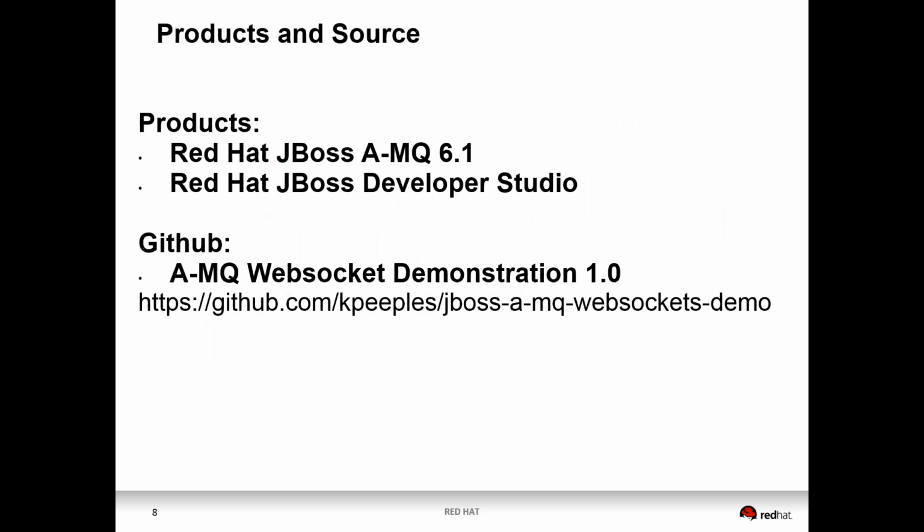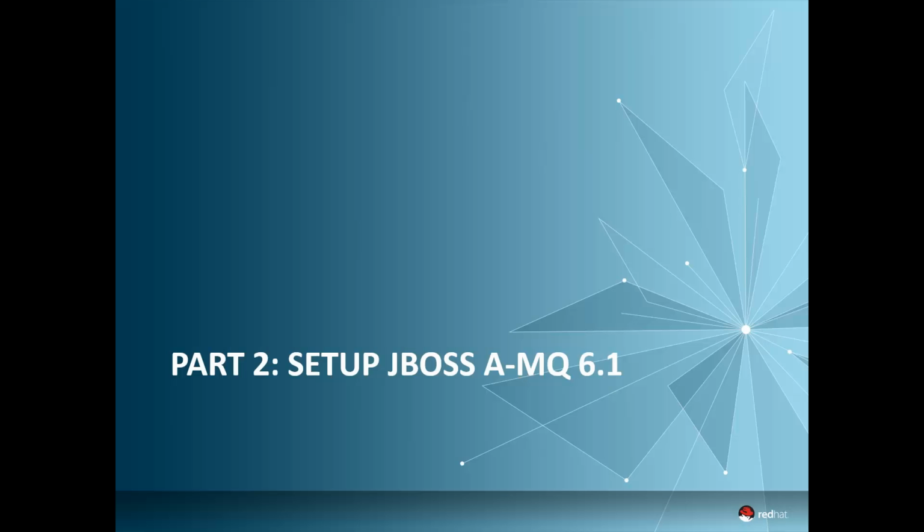And the products: AMQ 6.1, JBoss Developer Studio, that can be downloaded from jboss.org/products. And of course, you can download the WebSocket demonstration to run on those enterprise bits for test and development.